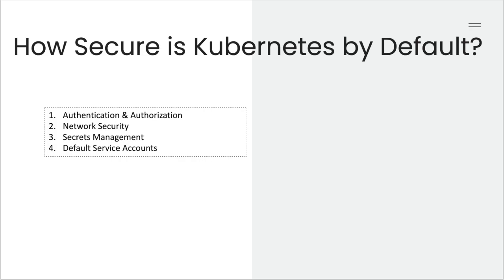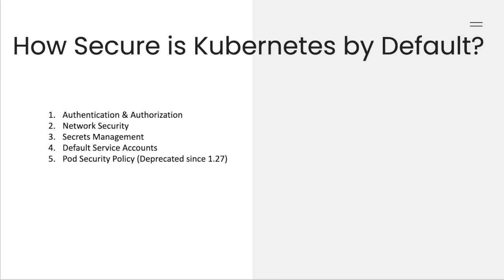Kubernetes creates the default service accounts for pods to access the API server. Administrators should review and limit the permissions those default service accounts have. Another one would be pod security policies. Kubernetes doesn't enforce PSPs by default, right?